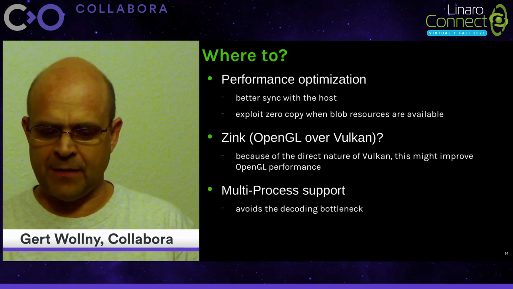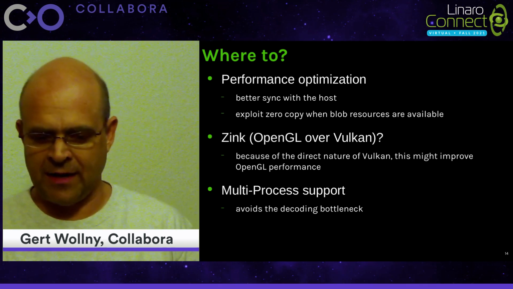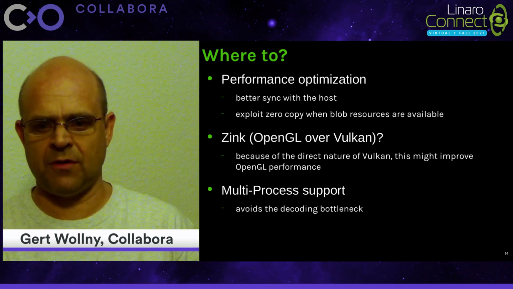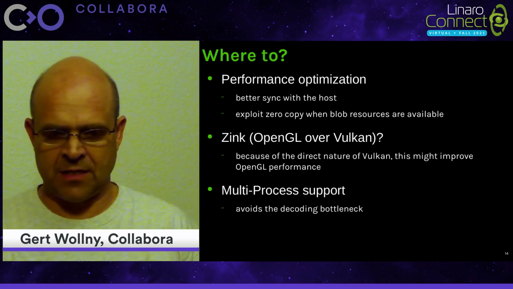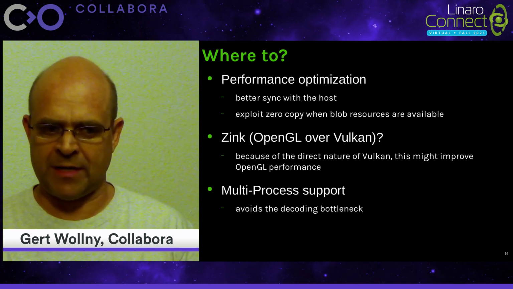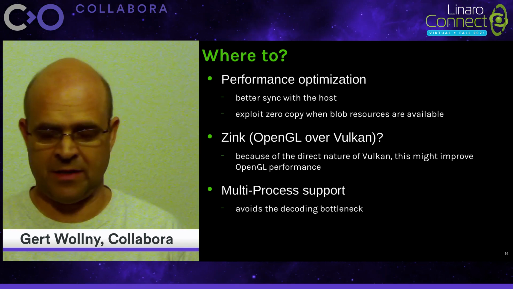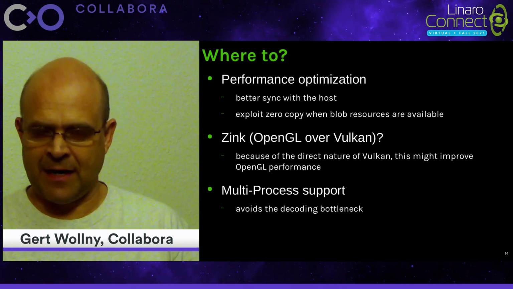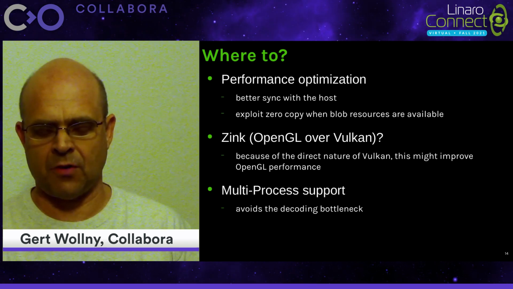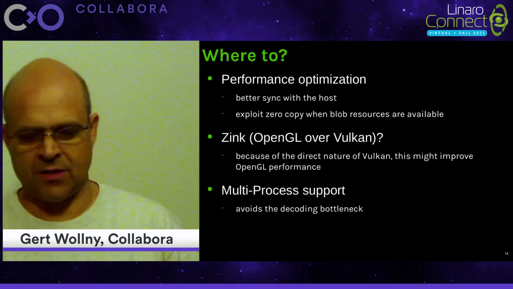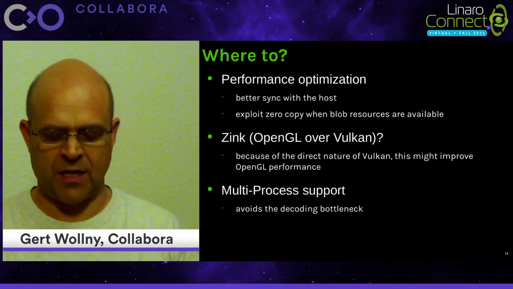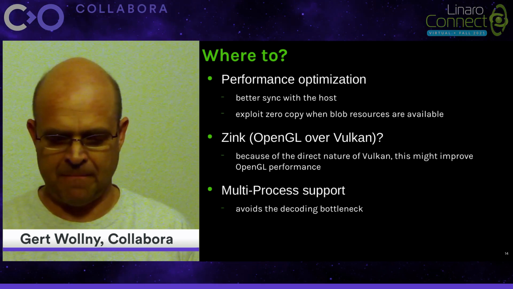Then we think about using Zink, the OpenGL over Vulkan layer, to replace virgl because of the direct nature of Vulkan. This might improve OpenGL performance, but Zink, just as Vulkan in virglrenderer, is currently a project that is still quite young and is still moving forward, so we cannot say where this will lead us. And finally, we think about multiprocess support to get around this bottleneck when decoding the command stream, so that actually running more than one OpenGL application in the guest becomes survivable.